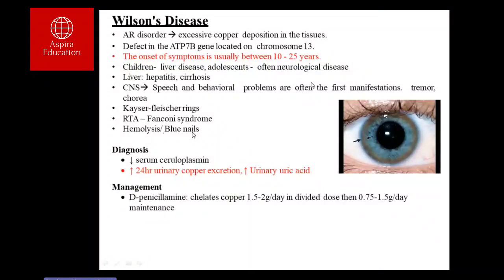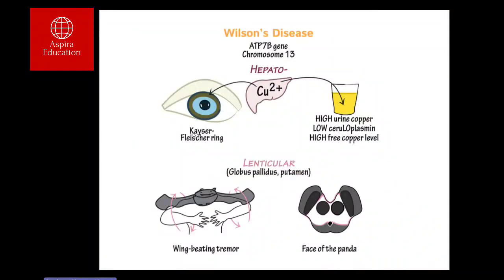Management: the goal of the treatment is to reduce the copper level within the blood first, and subsequently within the hepatocyte. So you need to use some chelating drugs. D-penicillamine is one of the drugs which is used to treat Wilson disease, which is given in a dose of 1.5 to 2 grams per day in divided doses, then about 0.75 to 1.5 gram per day in maintenance. It can also be given with zinc or trientine. Zinc and trientine are more preferred when the patient has neurological involvement.